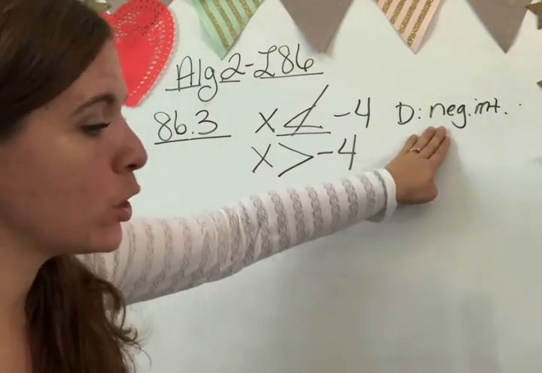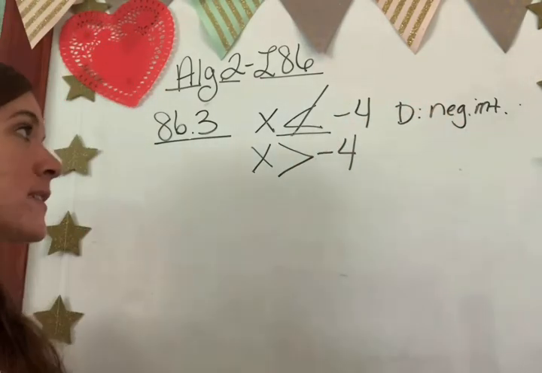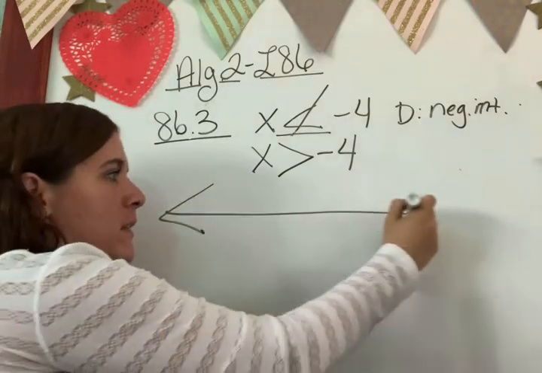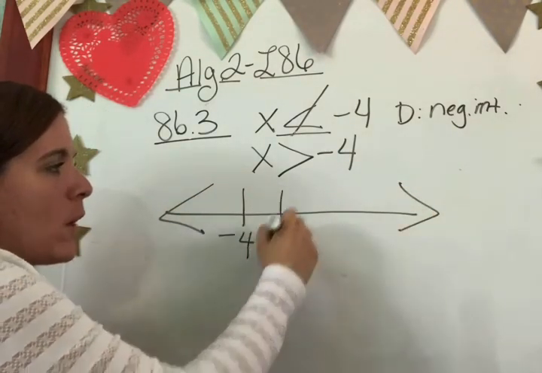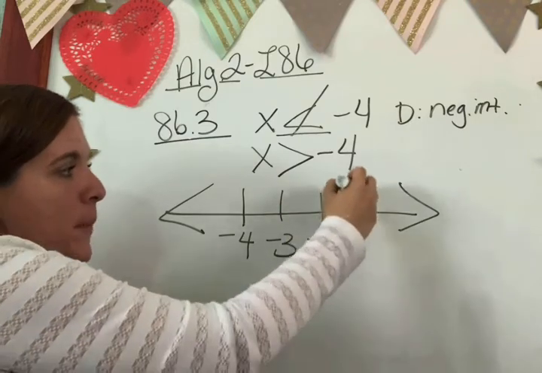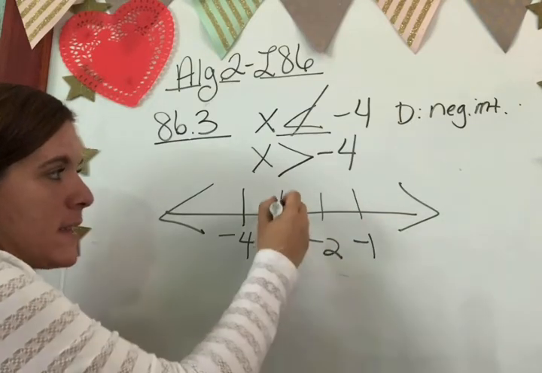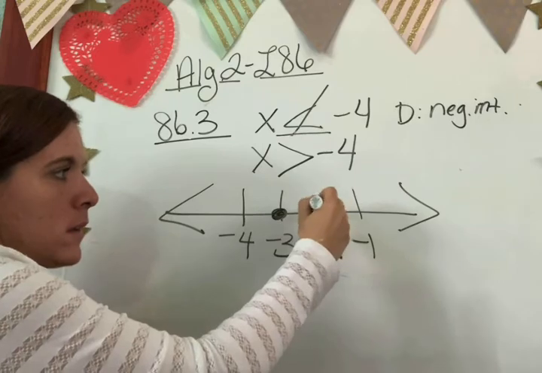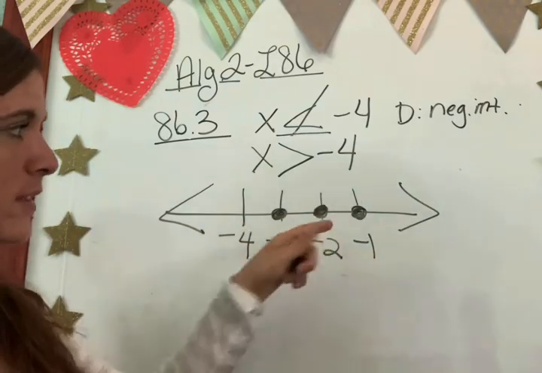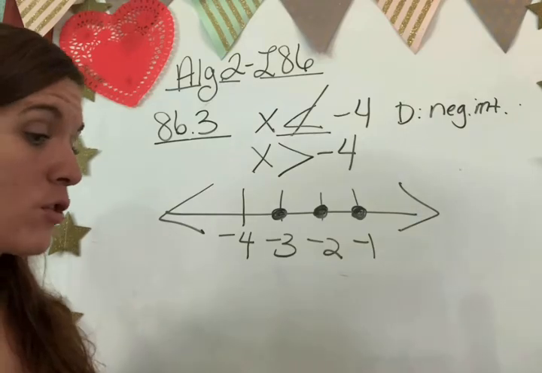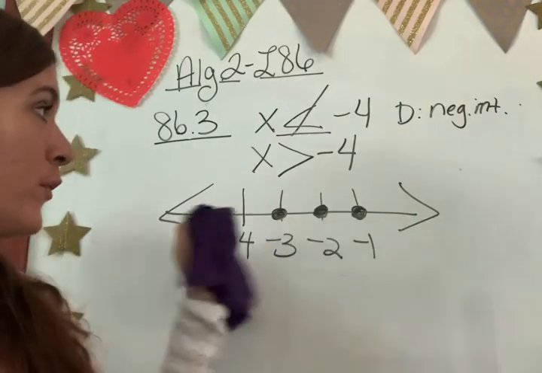And it can only include negative integers. Well, there's not many negative integers above -4. So you have -4 right here. What are the negative integers above -4? Just these. This is not included, so it's just these. And there's your answer.